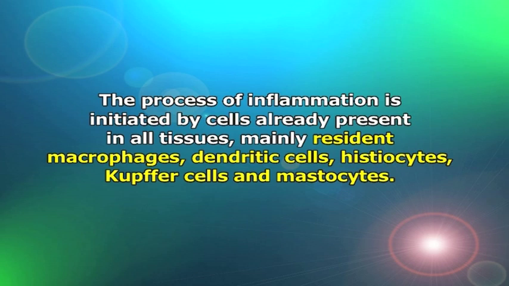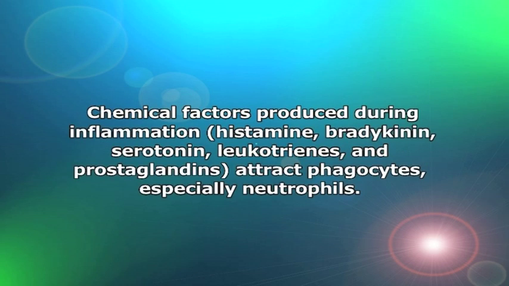cells and mastocytes. Chemical factors produced during inflammation that are histamine, bradykinin, serotonin, leukotrienes and prostaglandins attract phagocytes, especially neutrophils. Neutrophils then trigger other parts of the immune system by releasing factors that summon other leukocytes and lymphocytes. Cytokines produced by macrophages and other cells of the innate immune system mediate the inflammatory response.